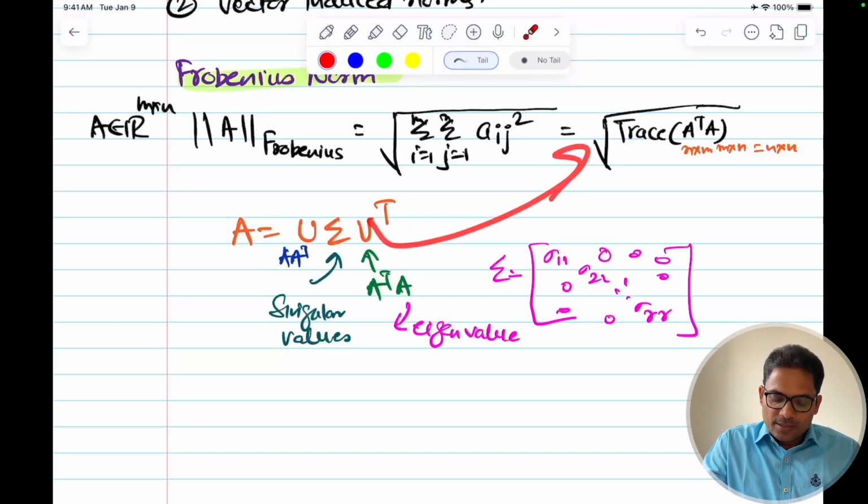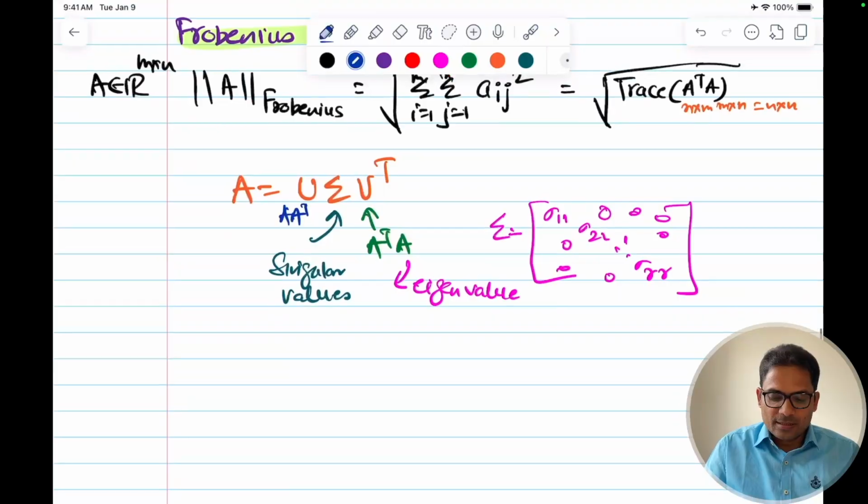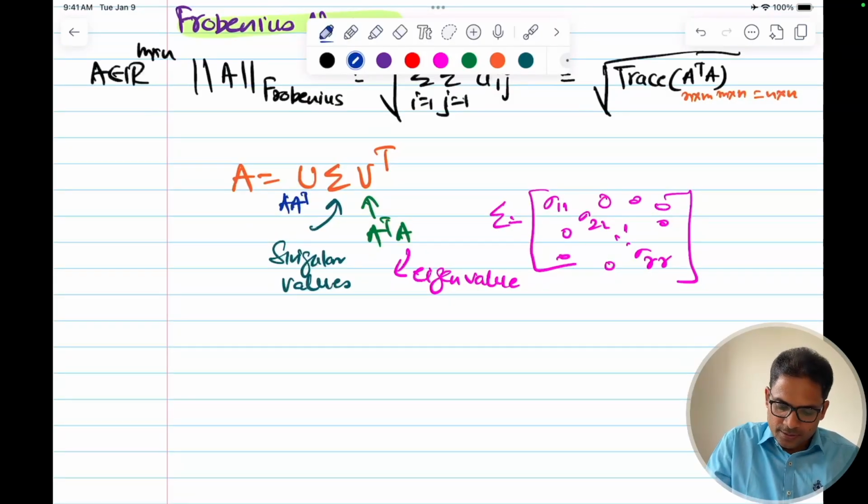So from this it is coming. Similarly, if you want more details, go and check my singular value decomposition video, or you should already know singular value decomposition. I'll put the link in the description.